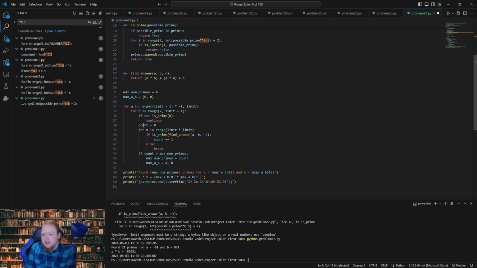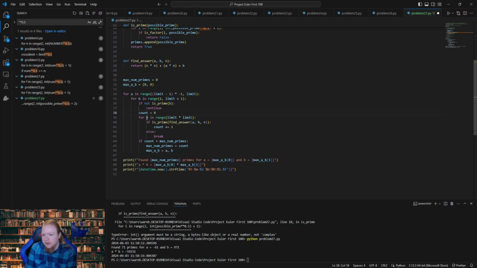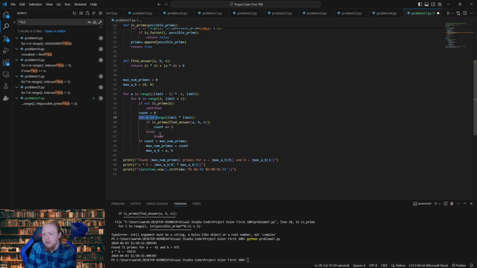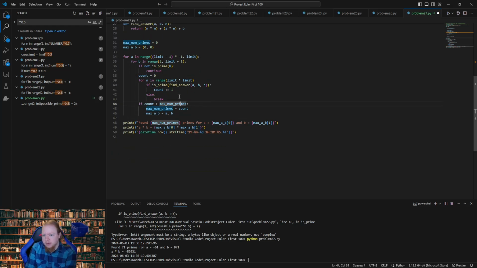If it is, then we start our count at 0. And for n in range limit times limit, making sure that we're going as high as possible, we check whether the answer that we find is a prime number. And if it is, we increase our count. If it isn't, we break out of this for loop, check our count against our max, and do the normal max checking things, and then print out our answers.